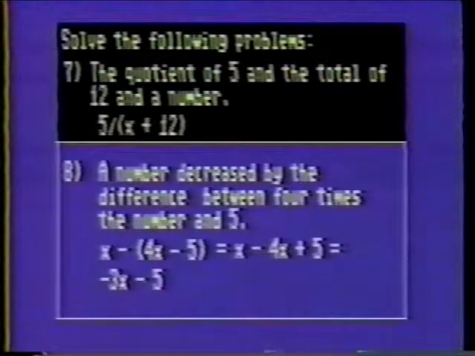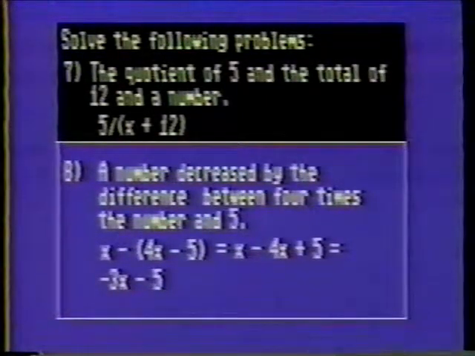Number 8. A number decreased by the difference between 4 times the number and 5. First, let x represent the unknown number. In order to solve the second half of this problem, the difference between 4 times the number and 5, we must multiply the unknown quantity x by 4, which is 4x. Next, we must subtract 5 from 4x, which is 4x minus 5. Finally, we must subtract 4x minus 5 from the unknown quantity x, which yields x minus (4x minus 5).